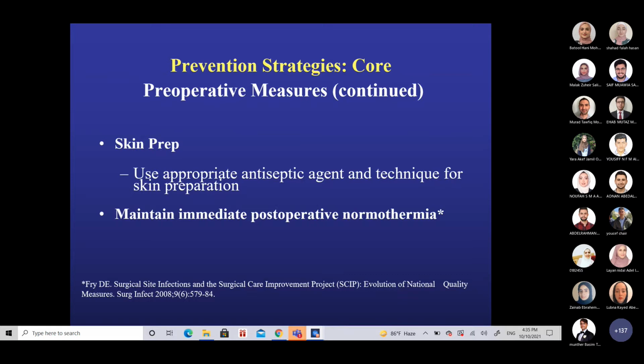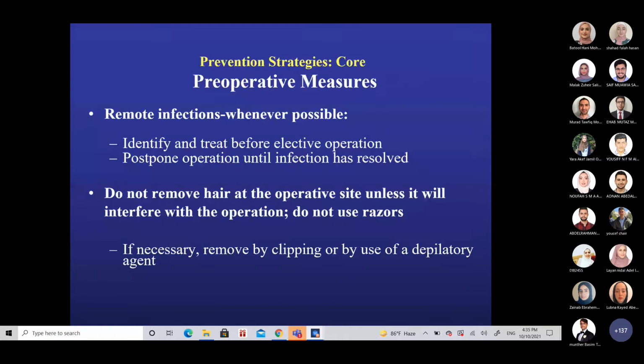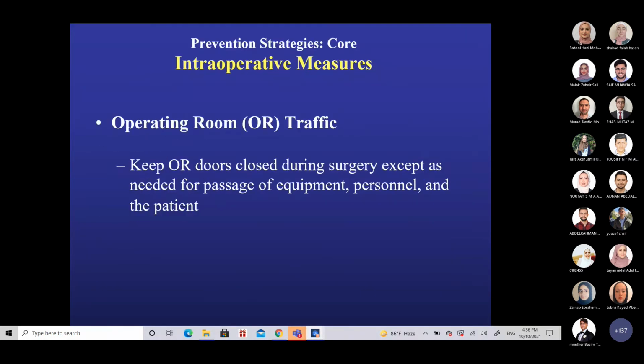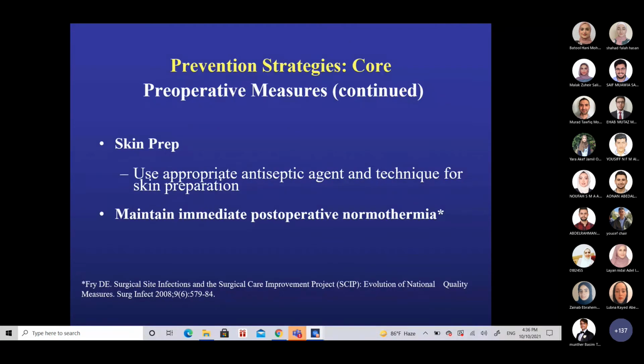Body temperature is a very important core strategy to be maintained during surgery. Why? Because body temperature is a strong, effective factor in decreasing post-operative comorbidities. If your patient develops hypothermia, this will increase the risk of bleeding, infection, and cardiac events.